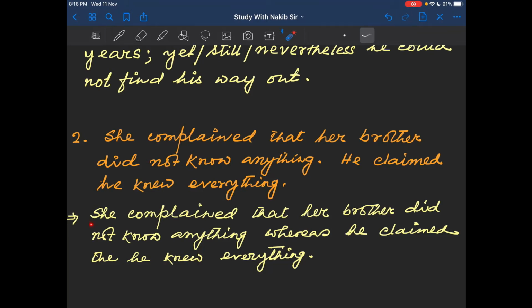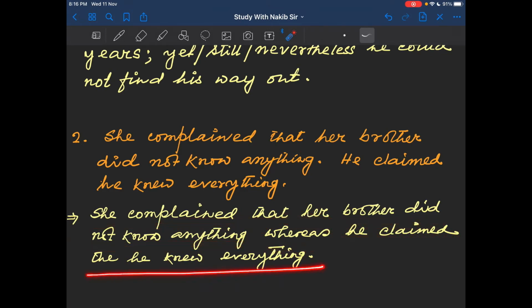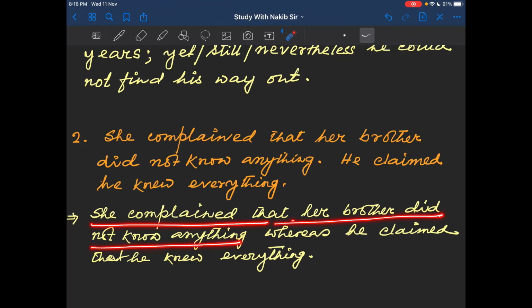And see the answer. She complained that her brother did not know anything, whereas he claimed that he knew everything. You can use this "that", or you cannot use it if you like. Okay, so these are the two answers.